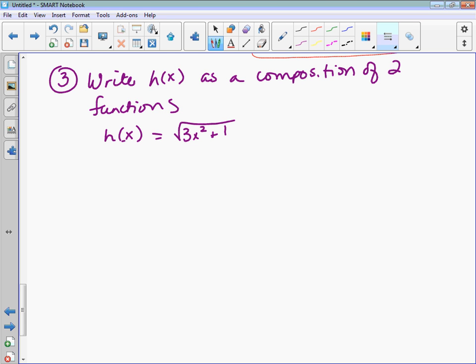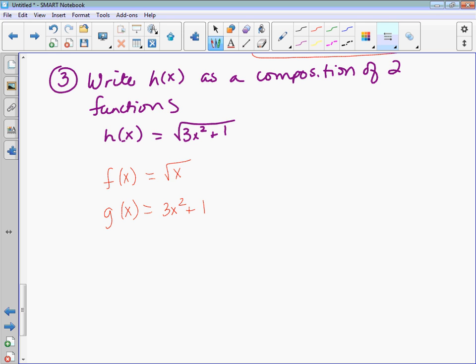There are a lot of different ways you can do it, some much simpler than others. Anybody have an idea? There's a simple way to do it. Anybody see it? Is it just f of x is square root of x, and then g of x is 3x squared plus 1? That is definitely the simple way to do it, yes.